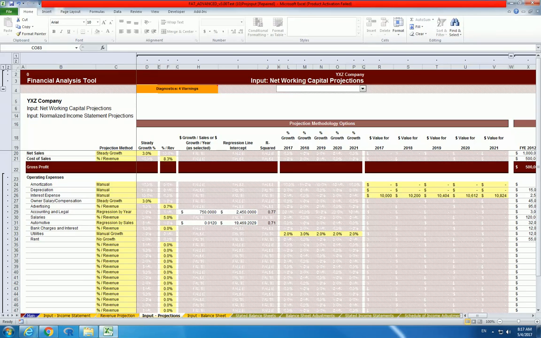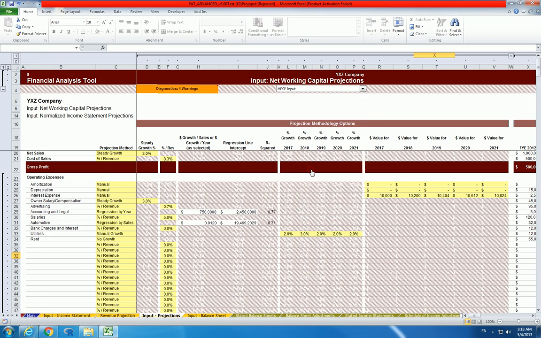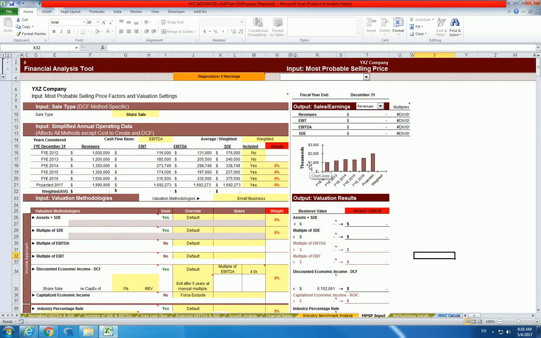Now that we've collected all of our data, normalized our financial statements, made our projections, collected comparables, and estimated our required net working capital, we're ready to proceed with valuation. The very first thing that we want to do is decide which cash flow to use, SDE or EBITDA.